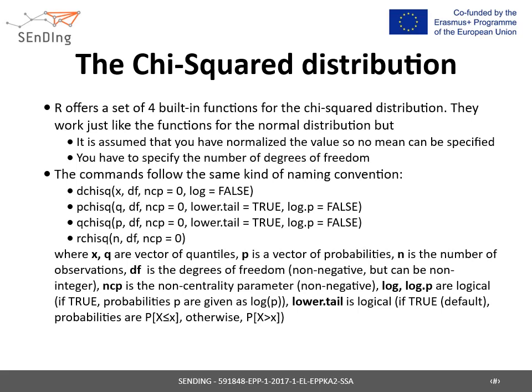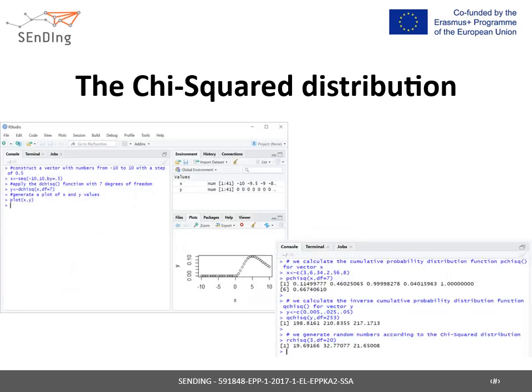Log.p are logical if true. Probabilities p are given as log p. Lower.tail is logical, if true (default), probabilities are P[X ≤ x], otherwise, P[X > x]. In the examples from RStudio that follow, you can see how these four functions can be used.